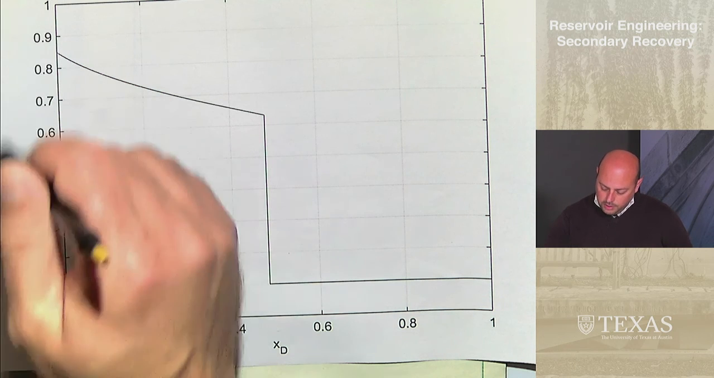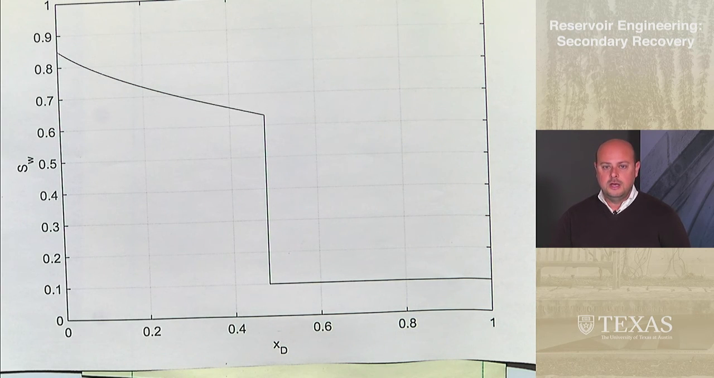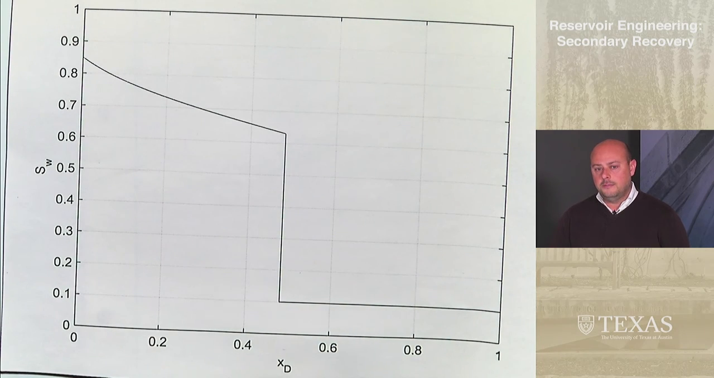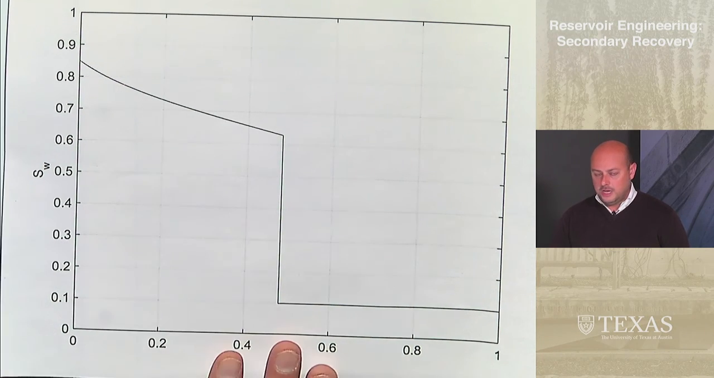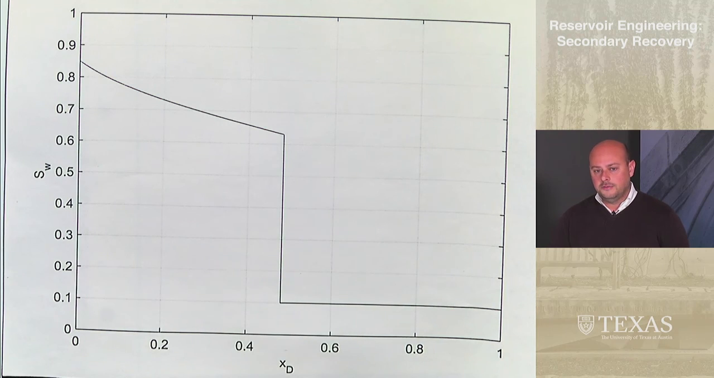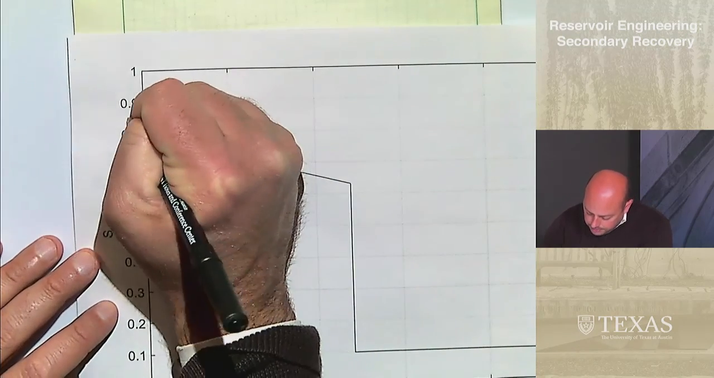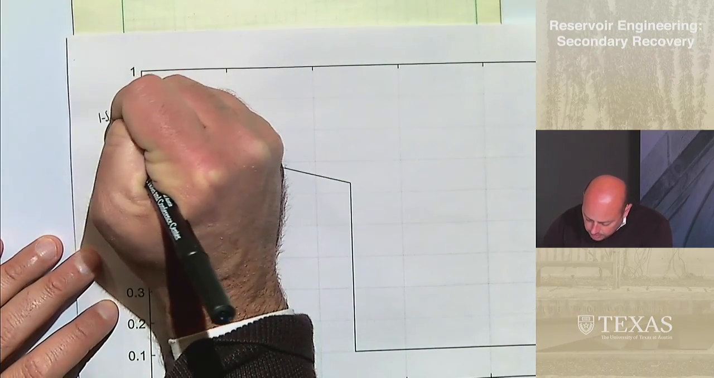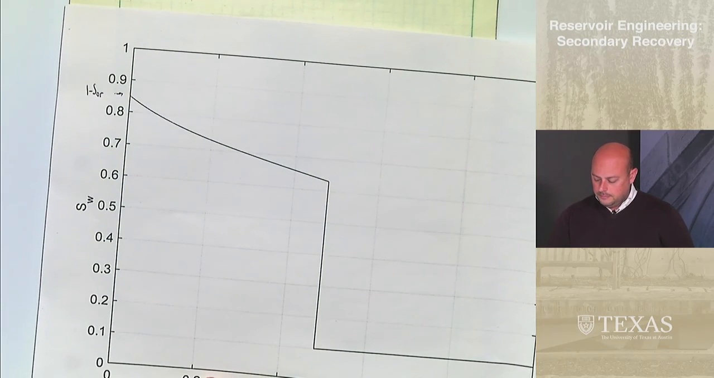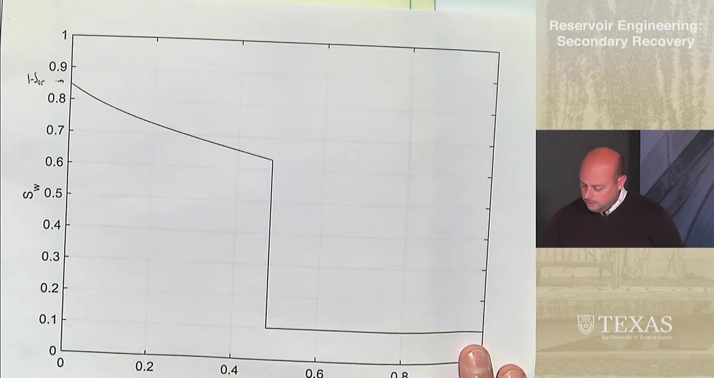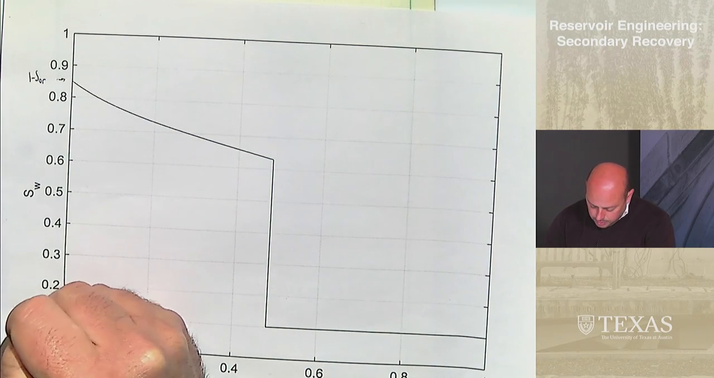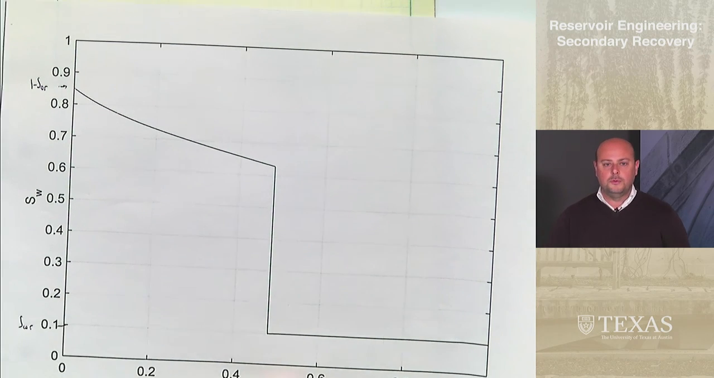And this is a plot of water saturation versus distance at some time td. Think of this as being a snapshot in time. And if we were to take the snapshot at different times, the plot would look a little different. But the key properties are that here at x equals 0, we have 1 minus SOR. And over here, this is SWR. That's the residual or irreducible water saturation.